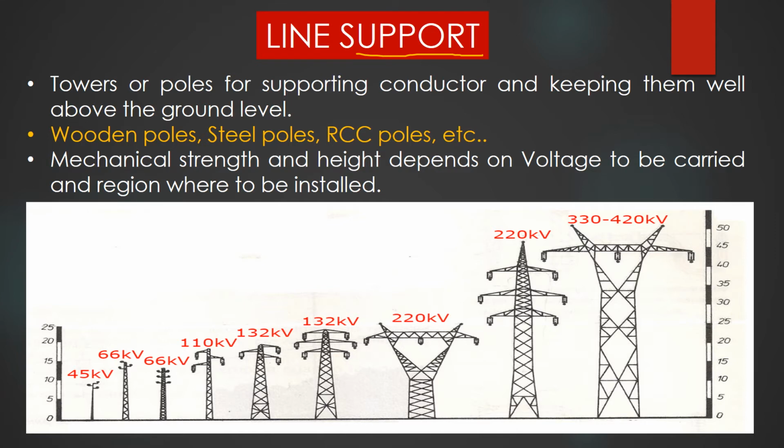The choice of line support for a particular situation depends upon the line span, cross-sectional area, line voltage, cost and local conditions. As already told, the line support can be of various types. Like we can see wooden pole, RCC pole, steel pole, lattice steel pole. These all are determined according to the height which is needed for the conductor or the voltage which is to be carried by the conductor.